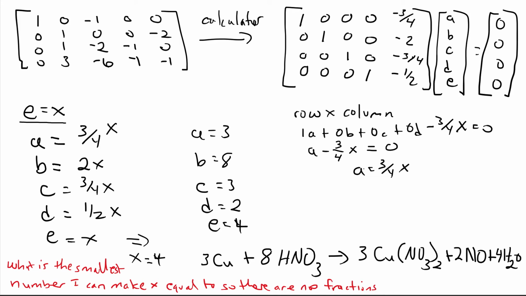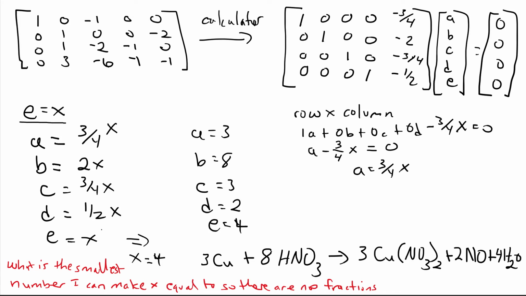And we just solve. A is equal to 3/4 x. So that's all I've done right here. A is equal to 3/4 x, b is equal to 2x, c is equal to 3/4 x, d is equal to 1/2 x, and e is equal to x. And now you look at all these guys here, okay, and say, what can I make x be?